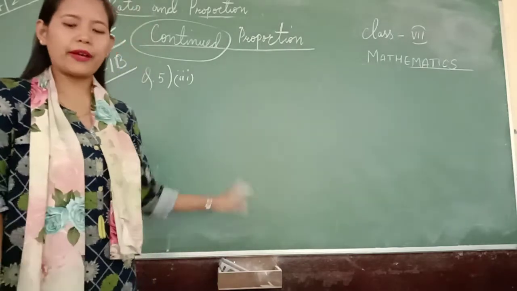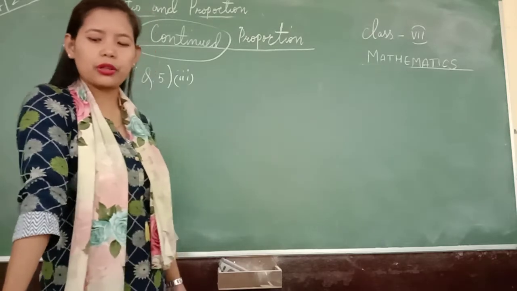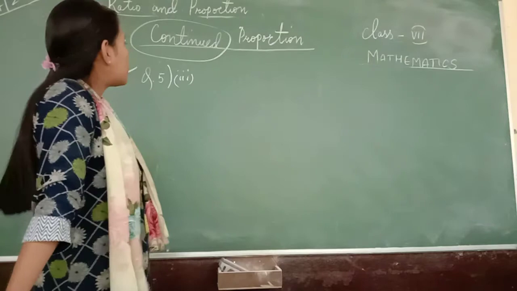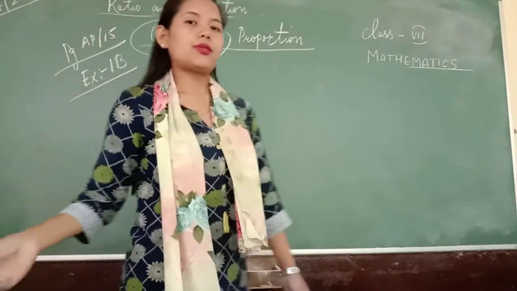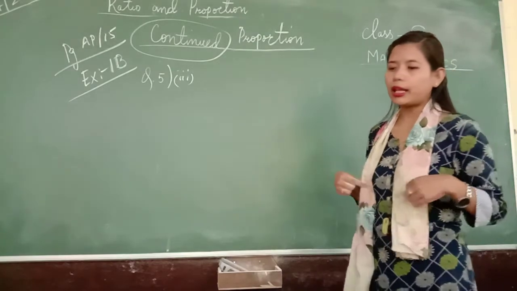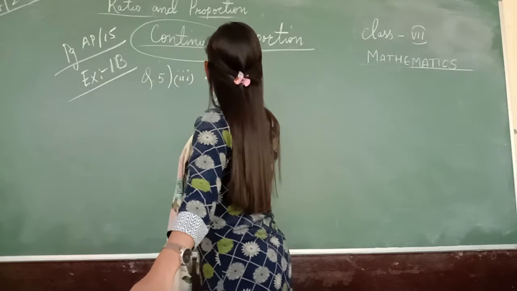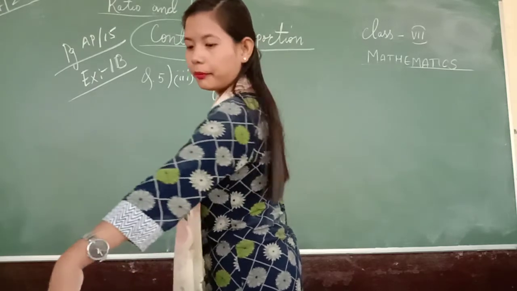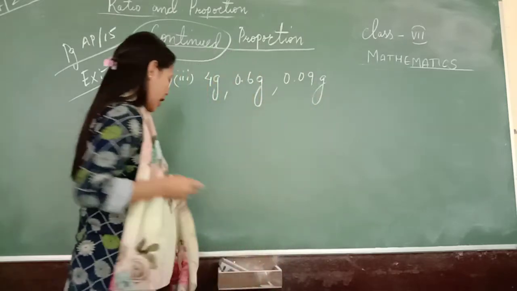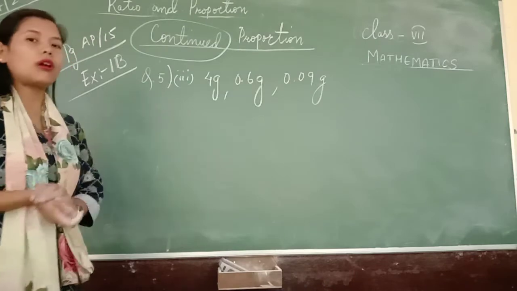Question number 5 says, are the following quantities in continued proportion? We need to find out whether the given quantities are in continued proportion or not. We all know what continued proportion is: two ratios should be equal. We have the terms 4 gram, 0.6 gram and 0.09 gram. We need to check whether these three terms are in continued proportion or not.